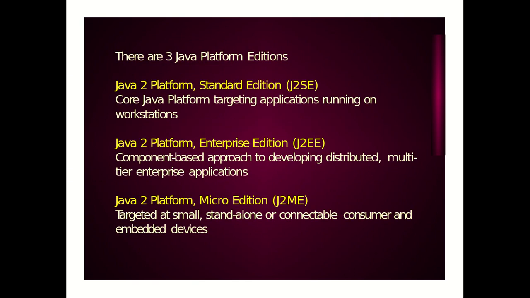There are three different platform editions available from Oracle for Java development. The first one is Java J2SE, the core Java platform targeting applications running on workstations. The second edition is the Enterprise Edition, component based for developing distributed multi-tier enterprise applications. And the third one is J2ME, for standalone, connected, consumable and embedded devices. For developing embedded applications, we use the J2ME edition.